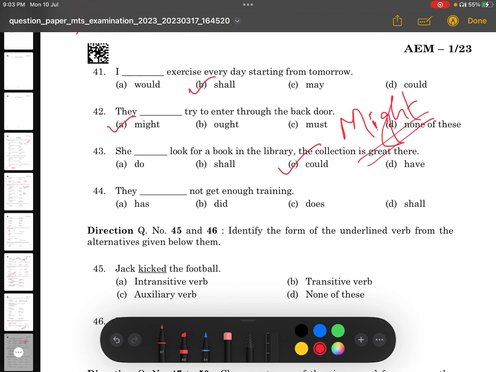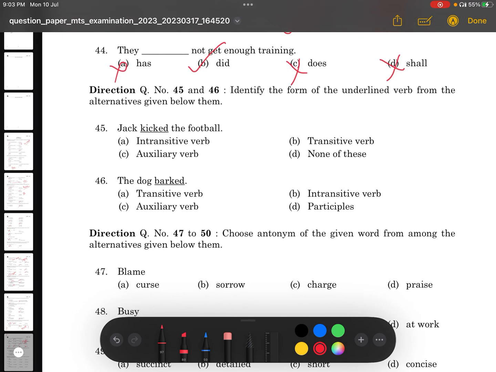Next question is: they dash not get enough training. So again, with they we never use has, correct. They did not get enough training. That might be the possibility of the correct answer, but let's see the other options. Does, with does, they and does never come together. They and shall never come together. So only one option remains, that is D, the correct answer.